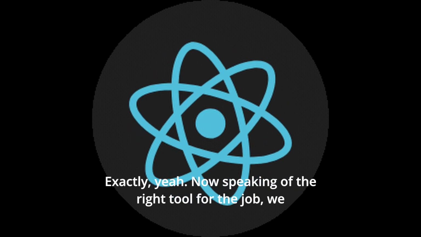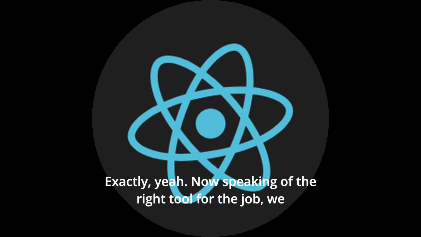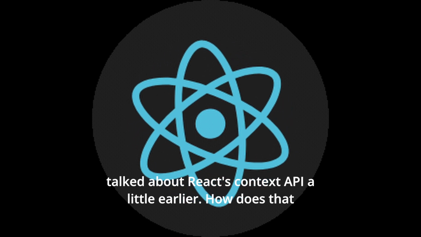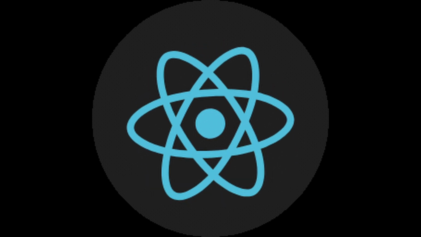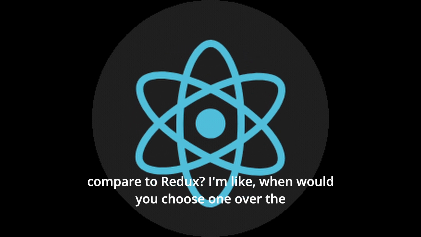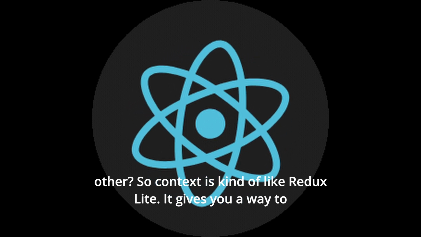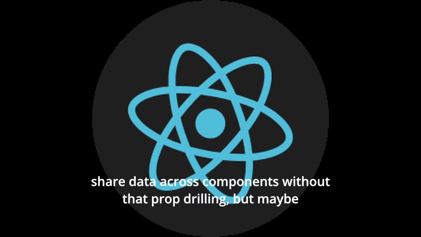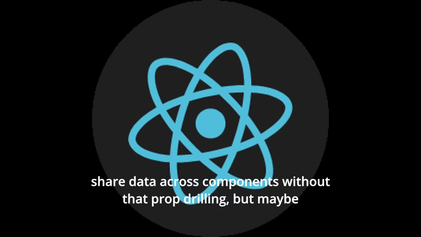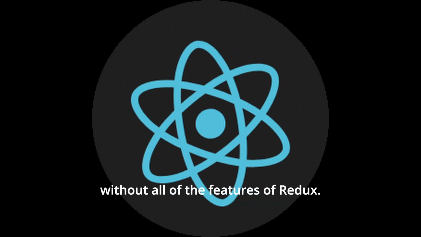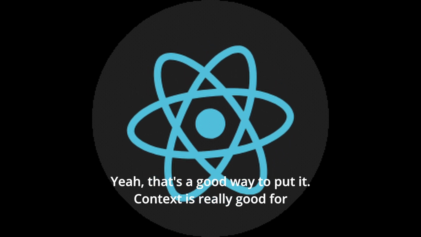Exactly, yeah. Now, speaking of the right tool for the job, we talked about React's context API a little earlier. How does that compare to Redux? And when would you choose one over the other? So context is kind of like Redux Lite. It gives you a way to share data across components without that prop drilling, but maybe without all of the features of Redux. Yeah, that's a good way to put it.